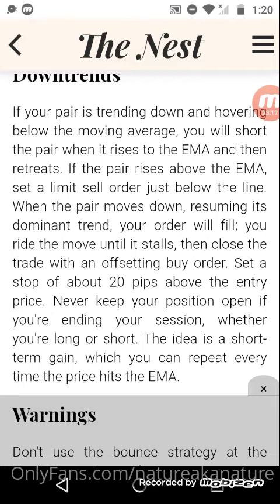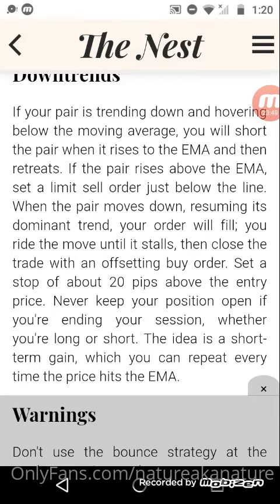Or you can just watch the market the whole time, if you have time on your hands. You can watch it during the pullback and all that, and you don't have to put a sell limit order in. You can just watch it do what it does. But if you want to put a sell order in just below the line, where you think it's going to drop and where price is going to continue down, then when the pair does move down and resumes the dominant trend, your order will fill in, and you will ride that move until it stalls.